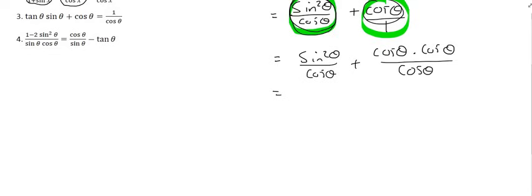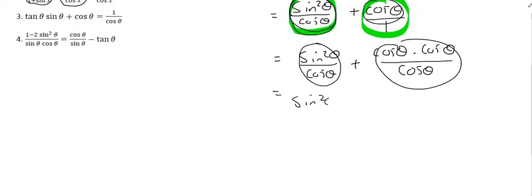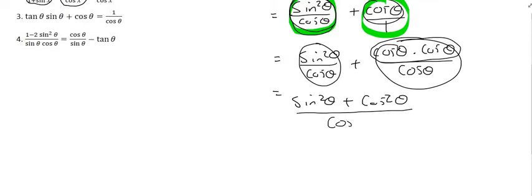The point is that now we have 2 fractions which have the same common denominator, and so we can put them together as sin squared theta. This part here is cos theta times cos theta, which is just cos squared theta. And your common denominator for both of those is cos theta.